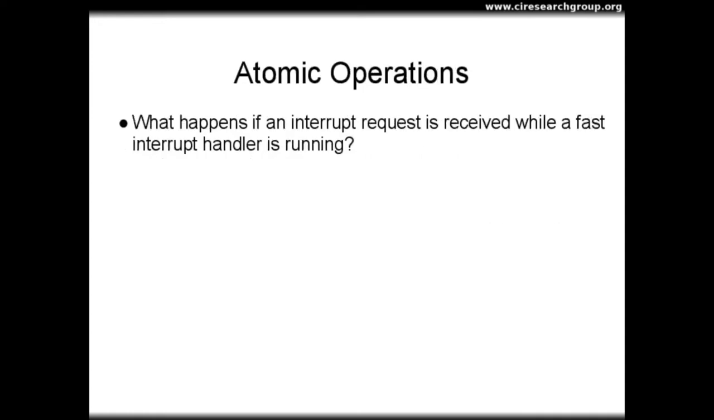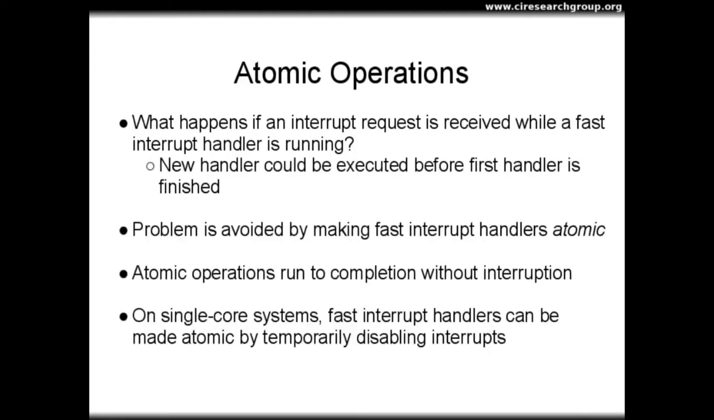So what happens if an interrupt request is received while we're still processing an interrupt from a previous request? Well, there's no problem if we're in the slow interrupt handler, because this processing is done in such a way that we can stop this processing and handle the new interrupt if necessary. But what happens if we are still running a fast interrupt handler? Well, the new interrupt handler could be executed before the first interrupt handler is finished, and this could cause some major problems, especially if we get a new interrupt from a device that's sharing the same interrupt line as the one that we're handling. So what we do is we make fast interrupt handling atomic. That is, we make it uninterruptible.